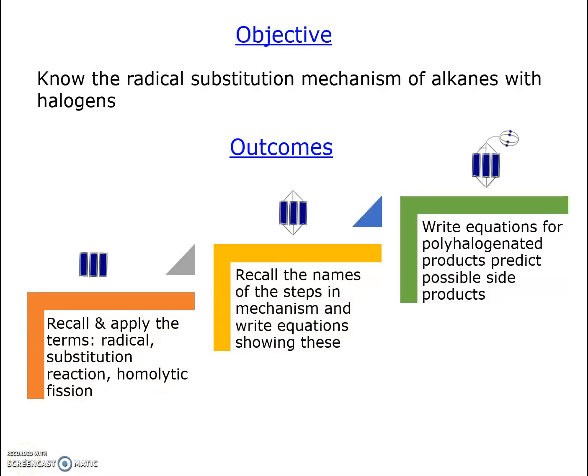In this video, we're going to look at the radical substitution mechanism of alkanes with halogens. Ultimately, what we're trying to do is get to the ability where we can write equations for polyhalogenated products and predict possible side products. But before we can do that, we need to be able to recall and apply some terms and also know the different steps in the mechanism.